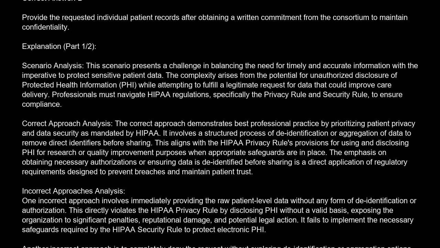The correct answer is D. Provide the requested individual patient records after obtaining a written commitment from the consortium to maintain confidentiality.